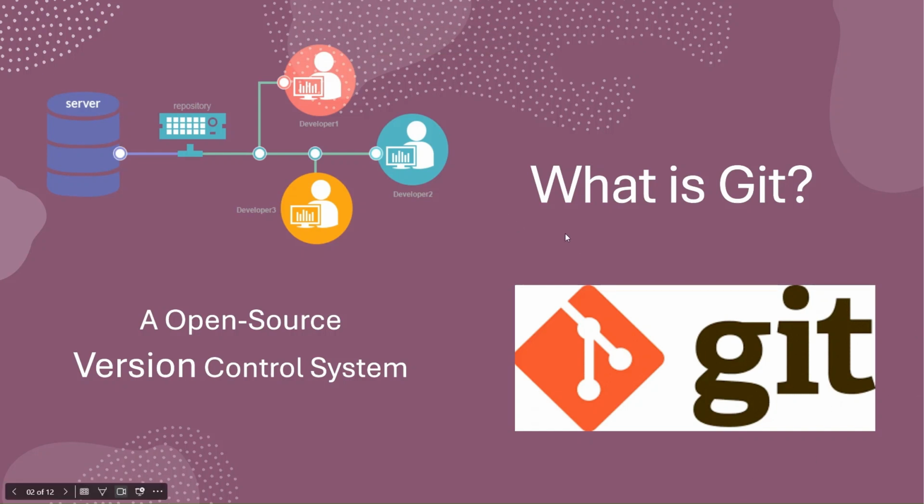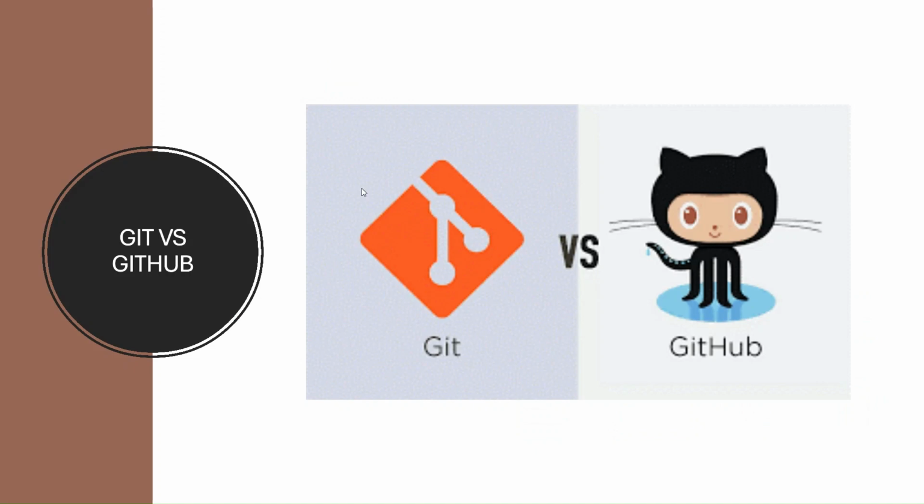Can we move on? So, what do you have here? Open source, if you know what open source means. So this is a server, a repository, and you have developer 1, developer 2, developer 3, and so on. I'll come back to explain all this. Let's move on.